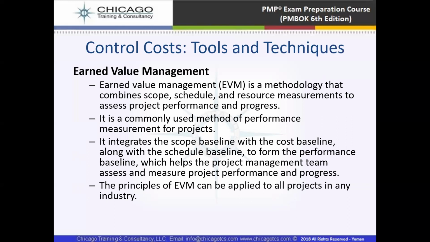The scope baseline with the cost baseline along with the schedule baseline form the performance baseline, which helps the project team assess and measure project performance and progress. So basically, earned value management. We will use the earned value management techniques to control the cost here, to see budget at completion, to see budget to completion. So from earned value management, we can see budget to complete, budget at complete. So it will be assessed here as a tool and technique.